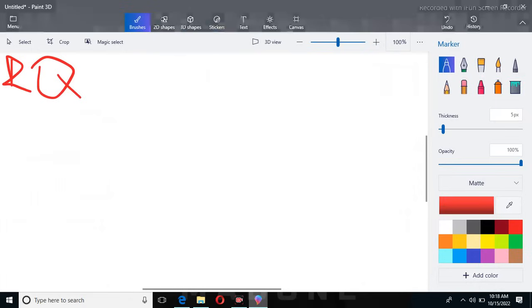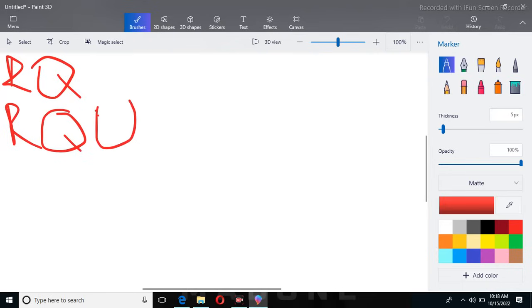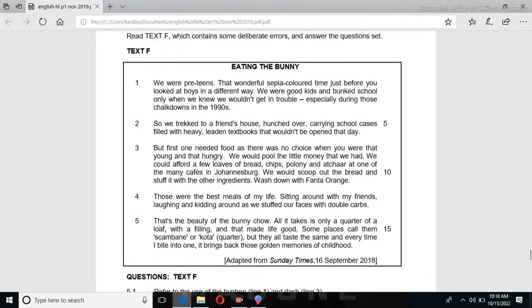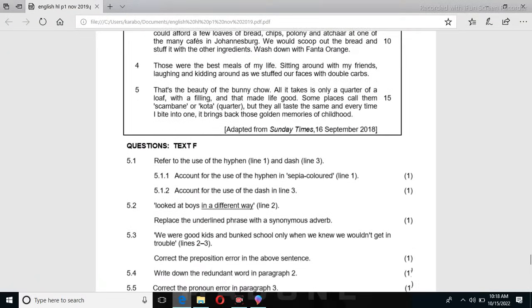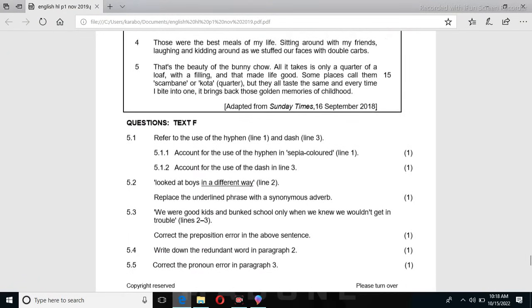Now, what is your second step? That's the question now. Your second step now, guys, you're going to read the questions again with understanding. So you're going to read the questions again. But now with what? With pure understanding. So now we're going to go and read the questions. I'm not going to read the questions. So we're going to pretend like I read the questions already. Account for the use of the hyphen in the sepia color. Bear in mind, we haven't read the extract.